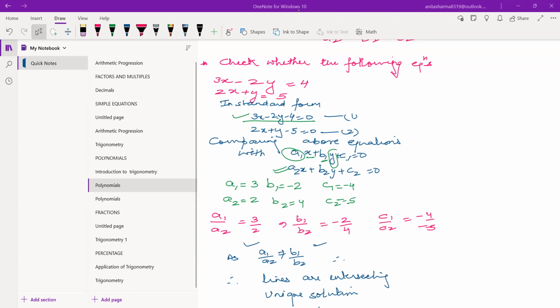Ma'am, from last year, in the last exam, they began to even take our rough paper calculations also. Yes, beta, they used to take them. Okay, ma'am.